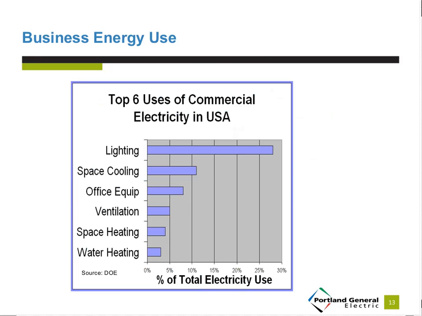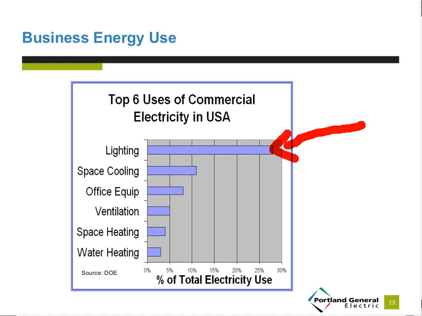So this graph shows you commercial electricity use in the United States. You can see here that lighting is at about 27% of your electric use for this would be small to medium-sized business customers, which is a huge amount. I think most people don't understand how much energy lighting uses.